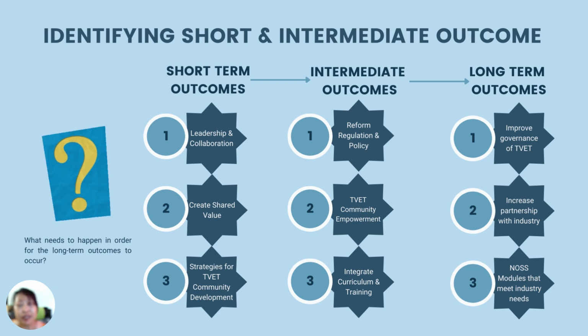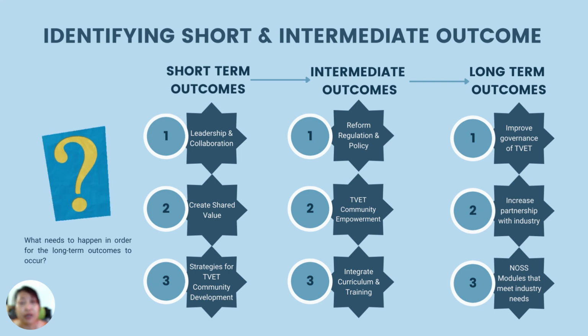Next, we can identify the intermediate outcomes. These are the outcomes that must take place for the long-term outcome to occur. Changes in behavior, skills, or abilities are reflected in intermediate outcomes. For example, if long-term outcomes are achieved in the study's logic model, TVET policymakers must collaborate with industry to reform regulation and policy. The TVET community must be empowered through governance, social learning, resourcing, and monitoring, and training providers must have the skills to integrate curriculum and training content to meet industry needs.